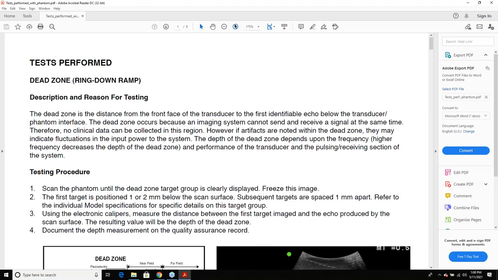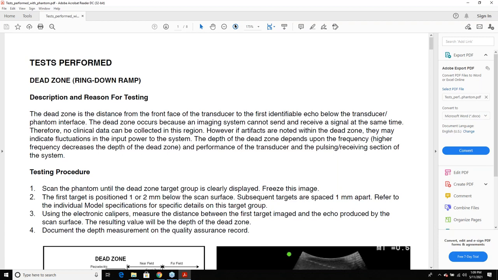But you can't look at something that's more than just surface oriented. So it tells you, scan the Phantom until the dead zone target group is clearly displayed, then freeze the image. So you freeze it, and then you measure and try to define how deep it is that you can see. Pretty easy test, nothing really exciting about it.